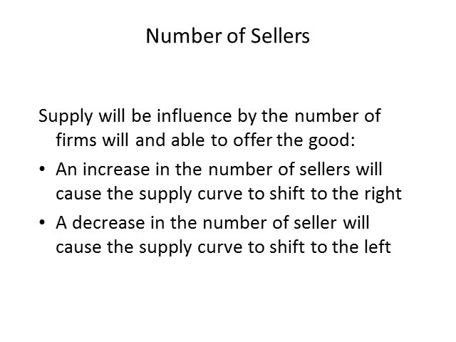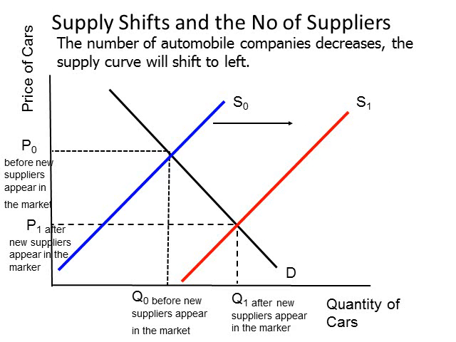Supply will also be influenced by the number of firms in the market willing and able to offer the good. An increase in the number of sellers will cause the supply curve to shift to the right. A decrease in the number of sellers will cause the supply curve to shift to the left.